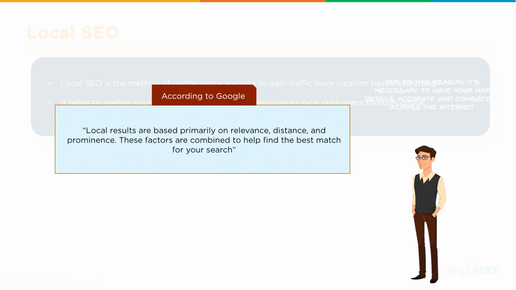If we focus in on Google, local results are based on three factors, and this is according to Google. It's based on relevancy.